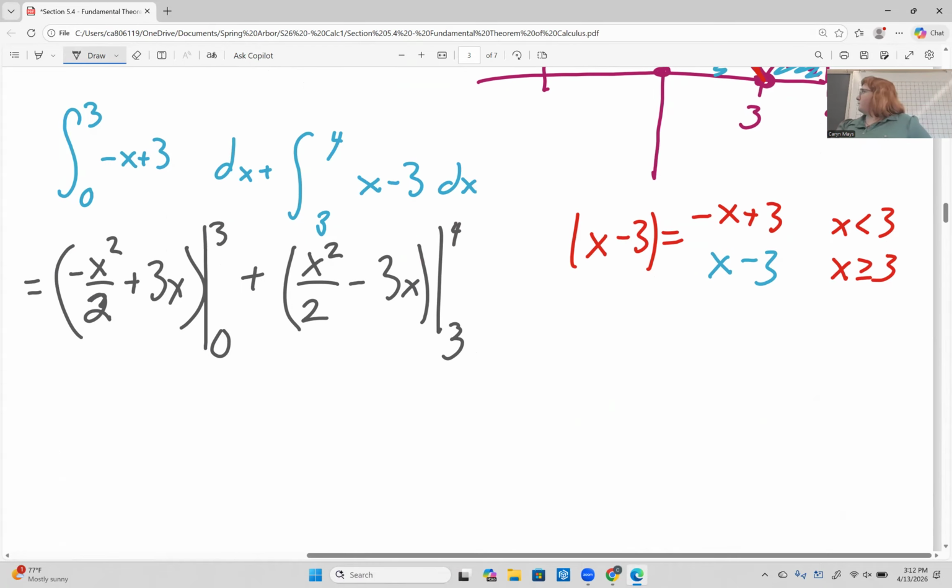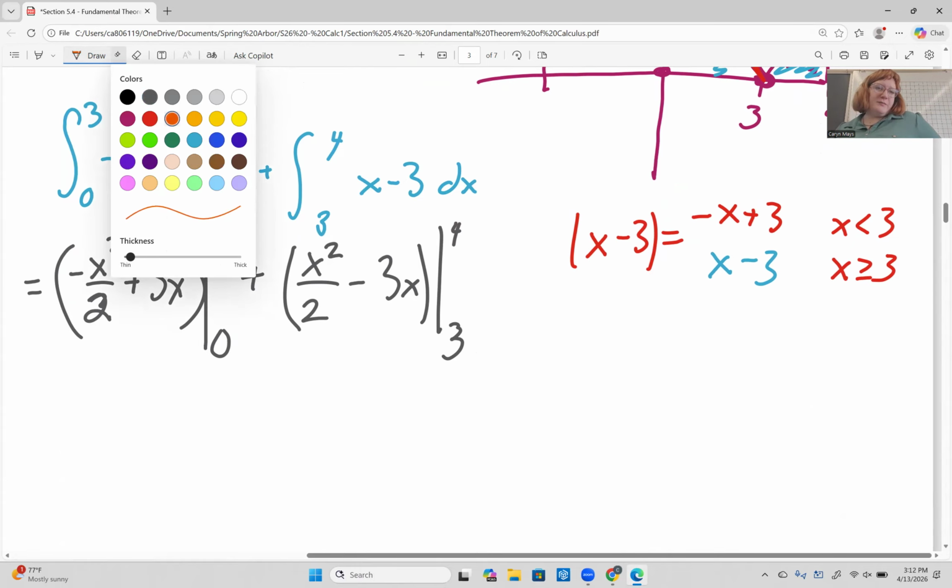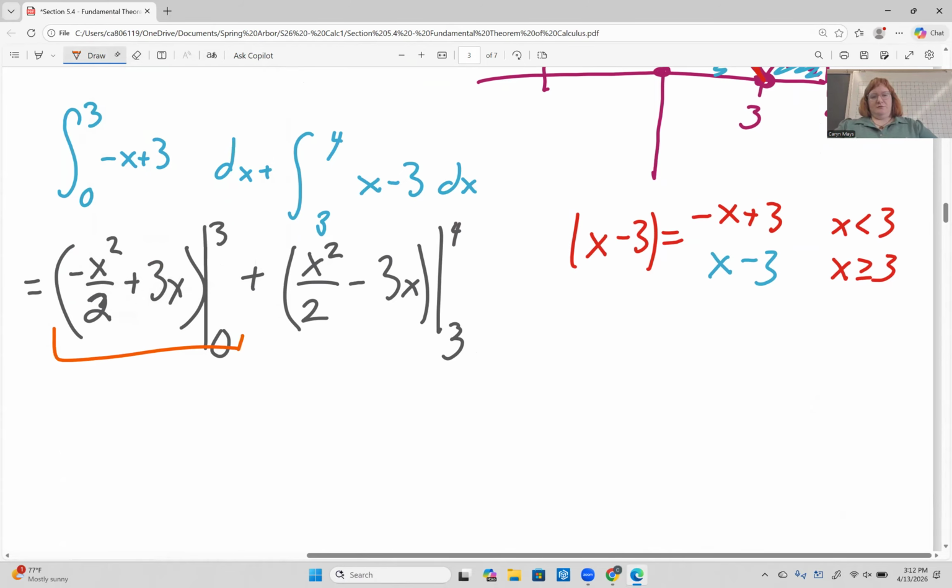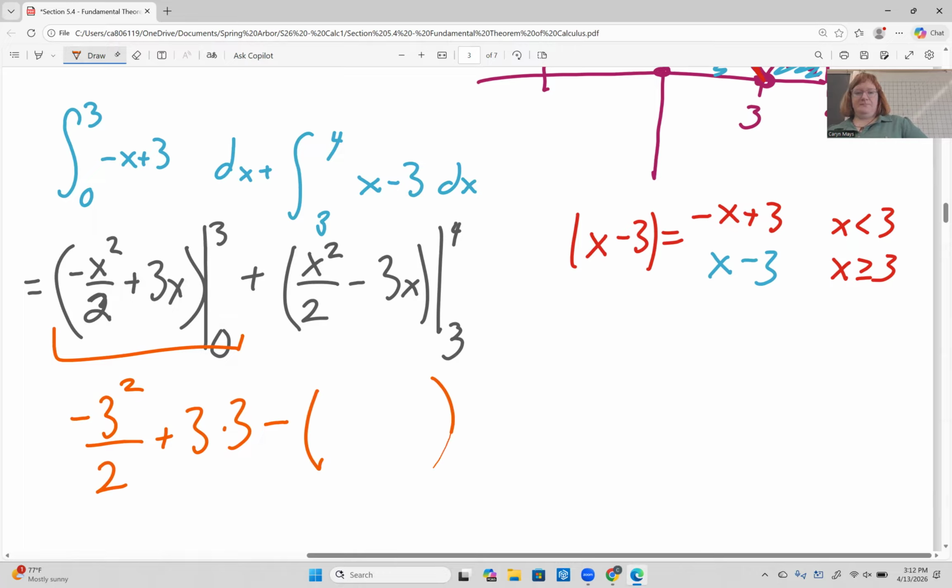Going across here, evaluating the first part, which number gets plugged in first? Okay, I have heard both now. Which one is it? Sure. Yeah, we do the upper minus lower. So 3 minus 0. So we'd have negative 3 squared over 2 plus 3 times 3 minus, plug in 0.